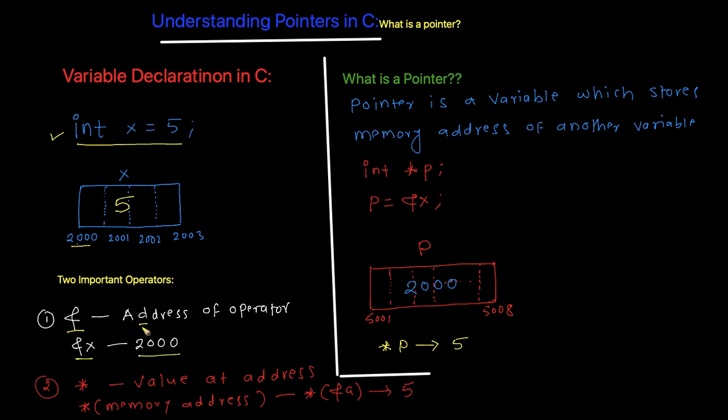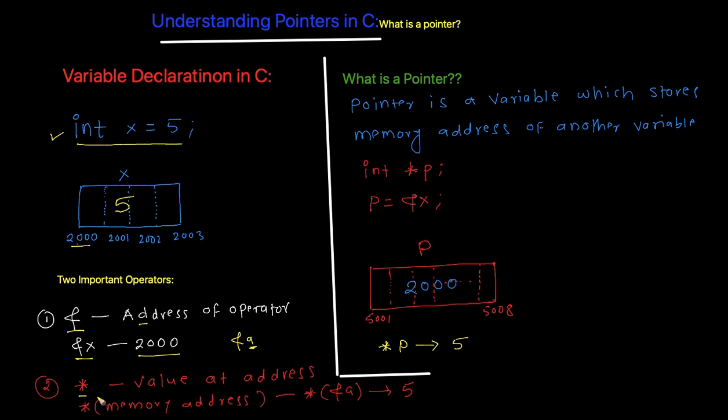So this is the first important operator called the address of operator. It returns the memory address of the variable. For example, if you want to get the memory address of another variable, let's say a, you write &a, and this will give us the memory address of a. Okay, so the next important operator is the asterisk operator or star operator.